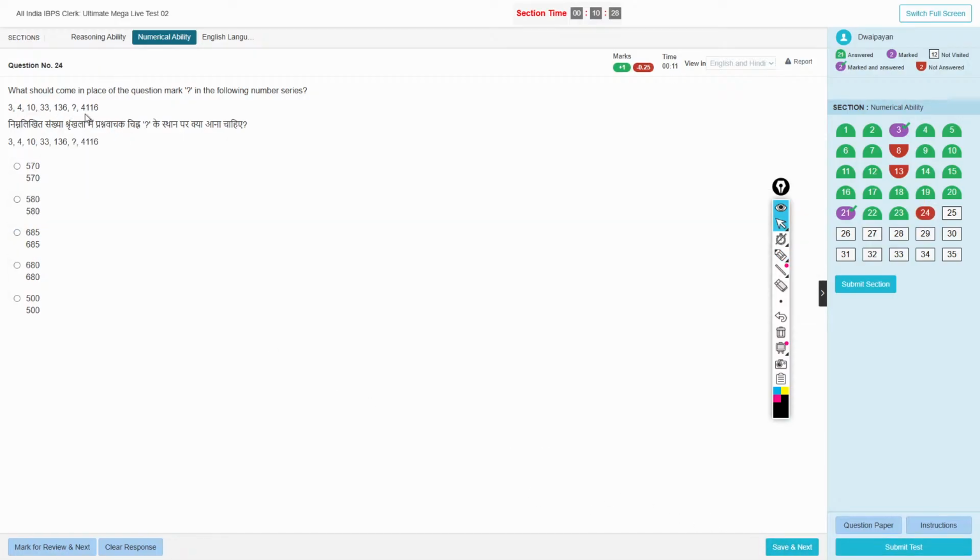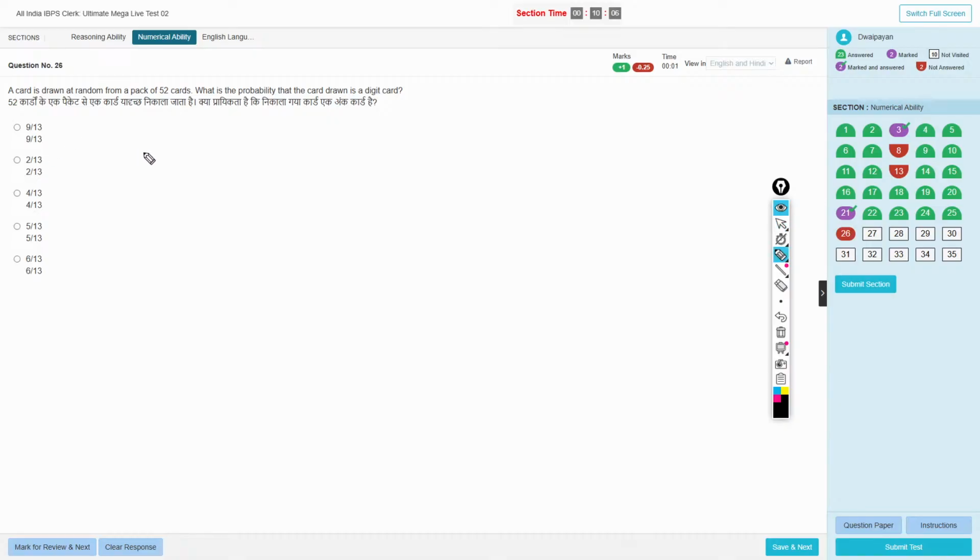So 108 into 1 plus 1 into 2 plus 2 into 3 plus 3 into 4 plus 4 into 5 plus 5. So ending with 5, only one option. Then minus 2 plus 3 minus 5 plus 7 minus 11. So 34 prime numbers.